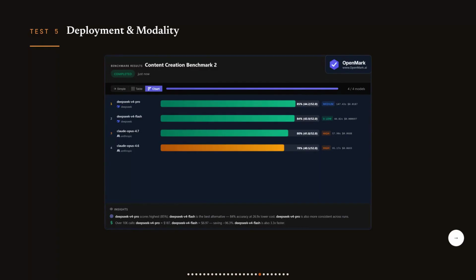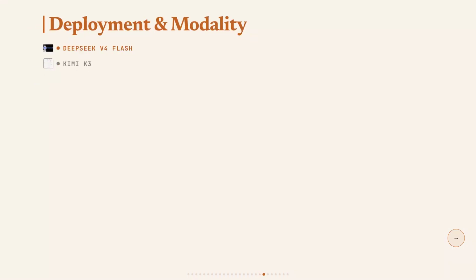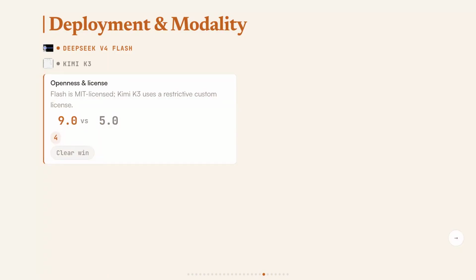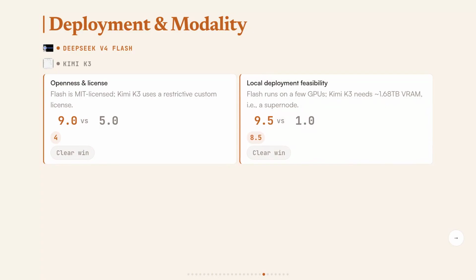So let's talk about what it actually takes to run each of these. DeepSeek V4 Flash is MIT licensed, weighs in at around 304 billion parameters, and runs on a single workstation at roughly 48 gigabytes of VRAM in FP8. I ran it at about 98 tokens per second on 4 CMP 170HX cards. Kimi K3 uses a restrictive custom license, its checkpoint is 1.56 terabytes, and local deployment is supernode scale only.